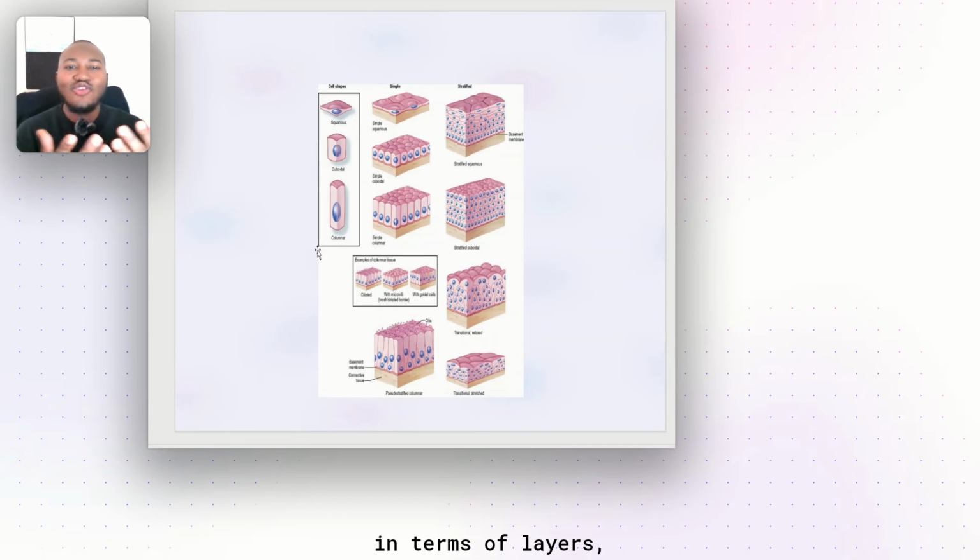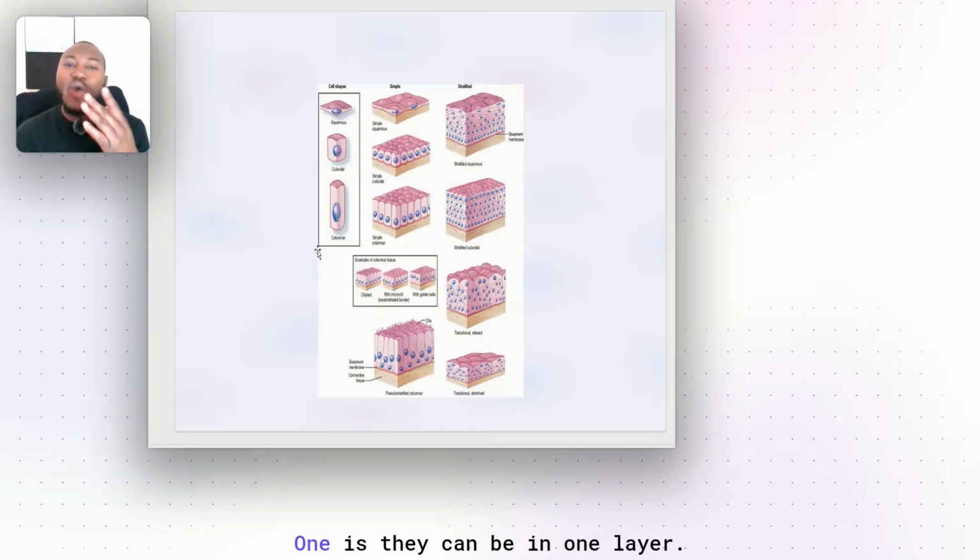Now, in terms of layers, there are 2, maybe 3 classifications. One is that they can be in one layer. What does one layer mean?